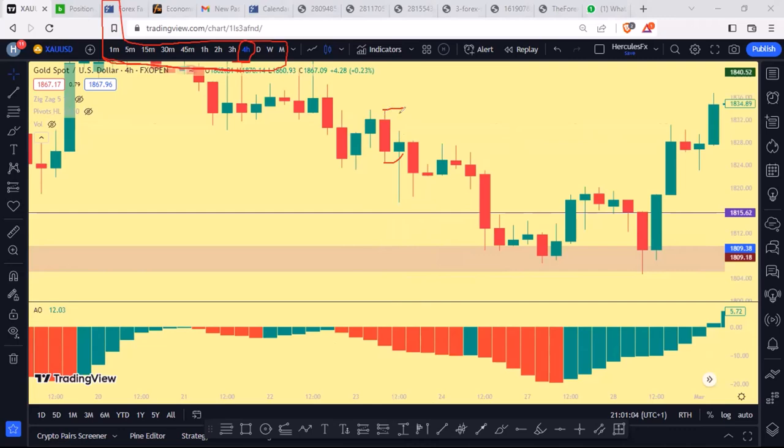So price actually opened here because this is a bearish candle, and then closed here. But in the case of a bullish candle, price opens here and then closes here. Opens and close. Then we have high and we have low. So this is candlestick anatomy. This is how candlesticks look and how they function.